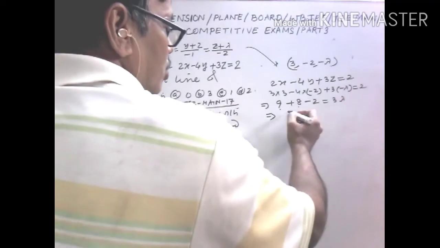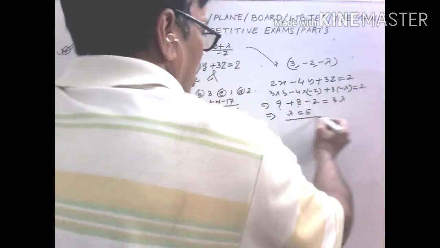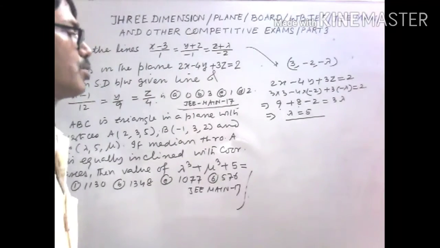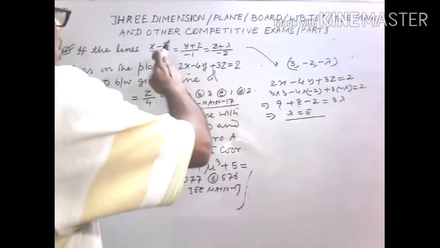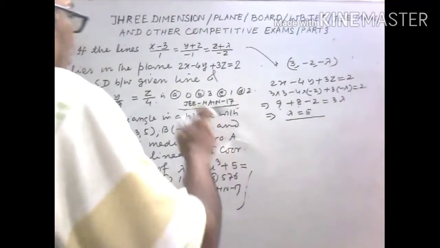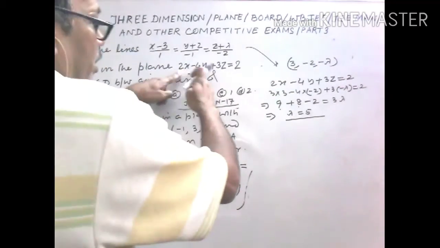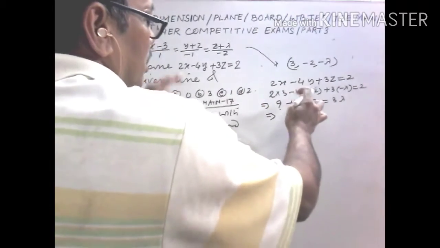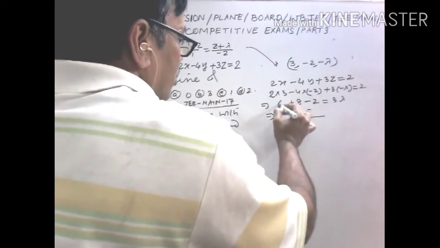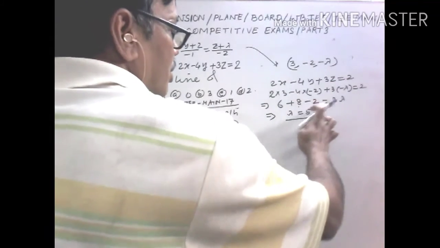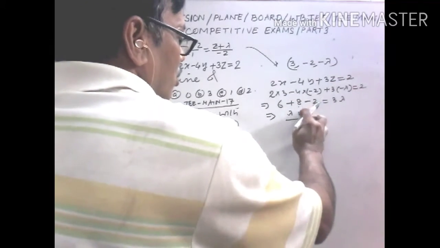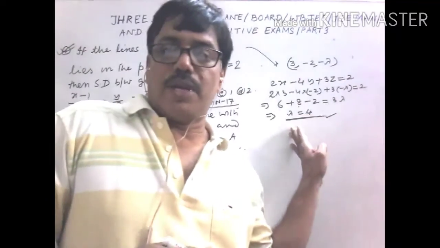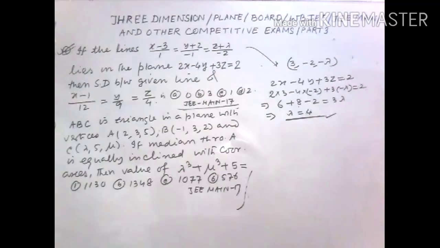So 17 minus 2, so lambda equals 5. So we are getting lambda equals 5. So 3 minus 2 lambda. So equation of plane is 2x. So this one is 2. 2 into 3, so this will be 6. So this is 3 lambda equals 12. So lambda equals 4. So make a correction, lambda equals 4.